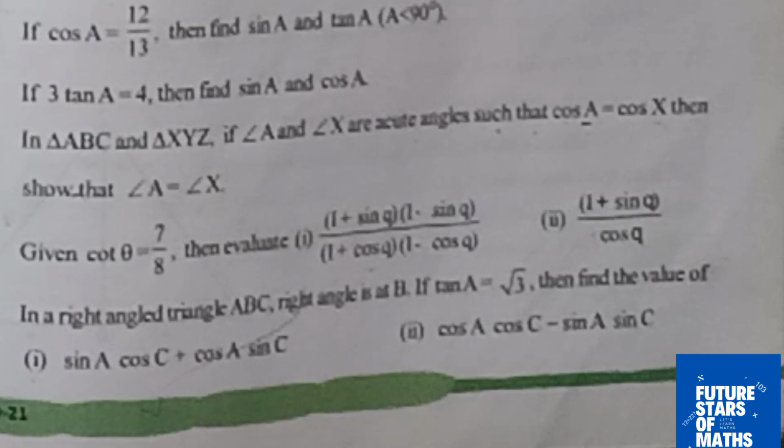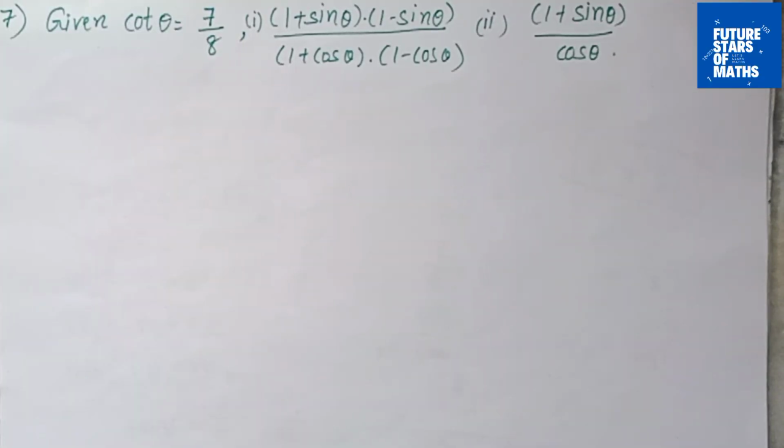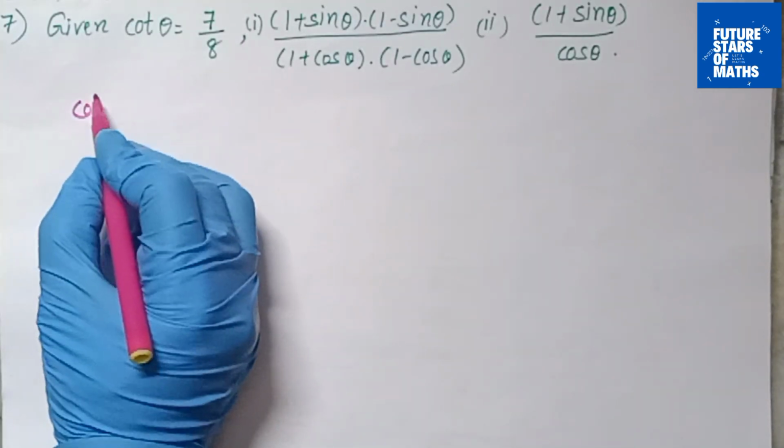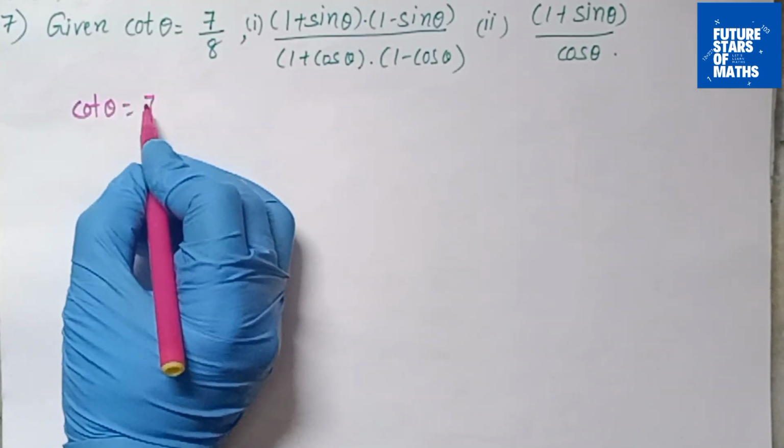The seventh question is: given cot theta equal to 7 by 8, then evaluate (1 plus sin theta)(1 minus sin theta) by (1 plus cos theta)(1 minus cos theta). So now cot theta is given as 7 by 8.